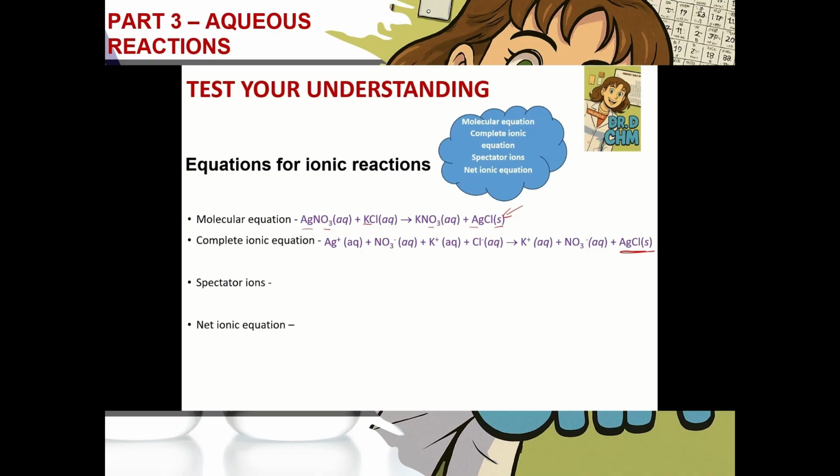Then you're going to check which ones are the spectator ions. I have the nitrate on both sides, and I have the potassium on both sides. So those are my spectator ions, nitrate and potassium. To write down the net ionic equation, I'm going to copy this and keep only the ones that are not spectators. So this is my formula, and this is what really happened in my reaction. This is what changed. That's my product.